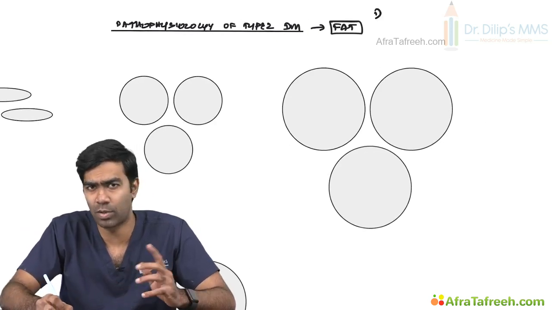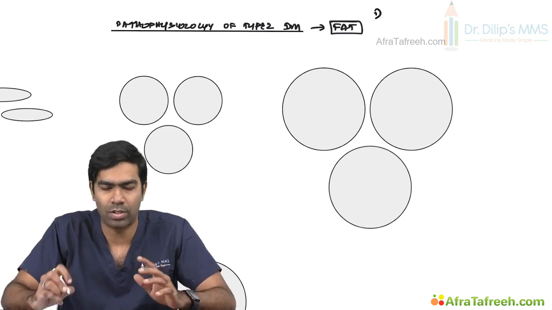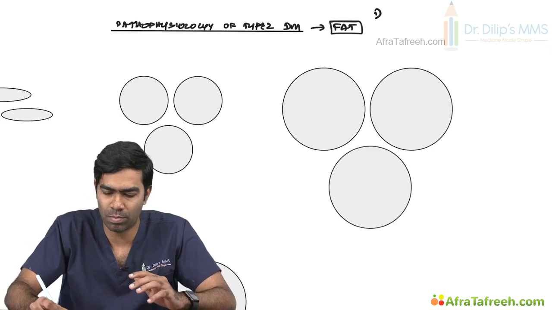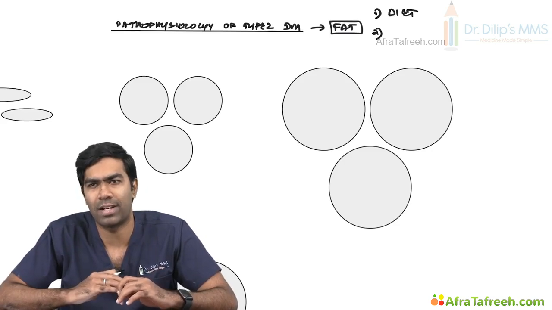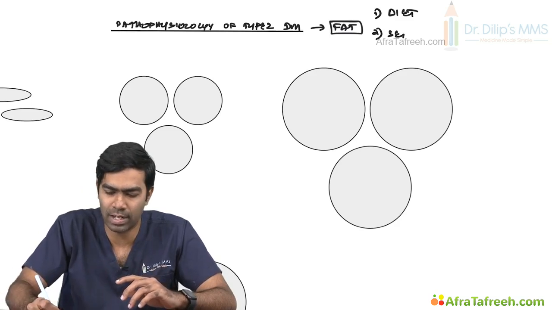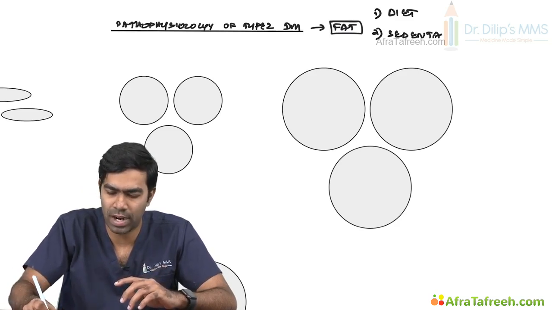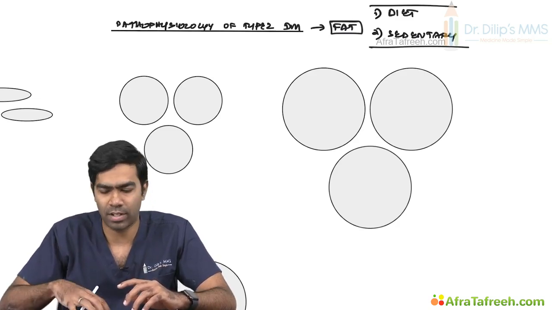So what is the reason for accumulation of fat? There are multiple reasons, including genetic, but the most important being your lifestyle. So type 2 diabetes is basically a lifestyle related problem. One is going to be the diet, which is going to be very poor, composed of more saturated fats and junk food. So that's going to be the most important reason. And second is going to be the sedentary lifestyle. You are not burning out the fat that is present in your body. So it's basically a lifestyle related problem.